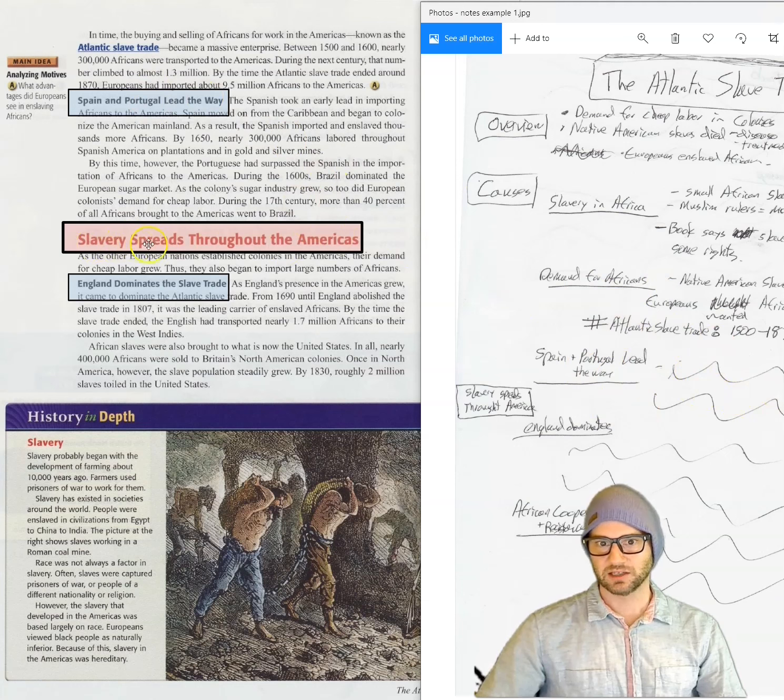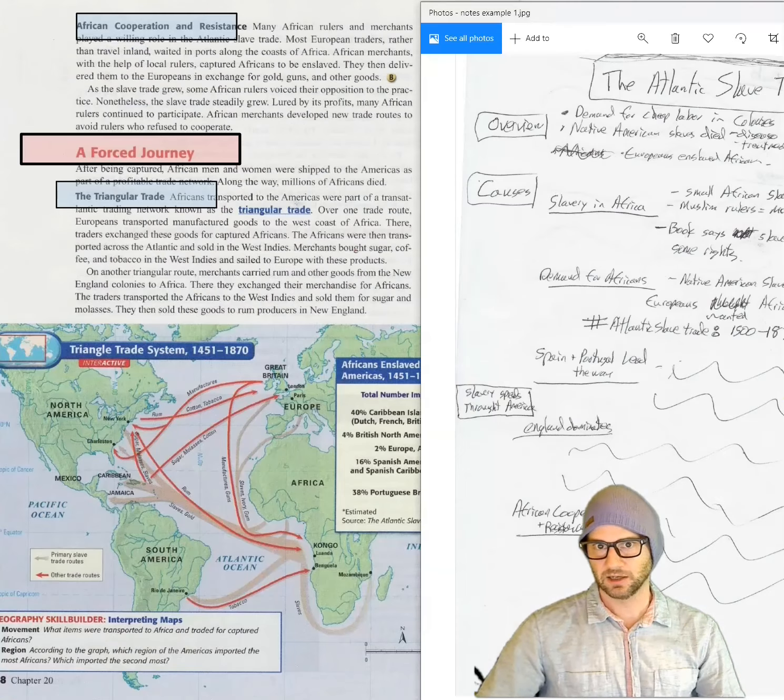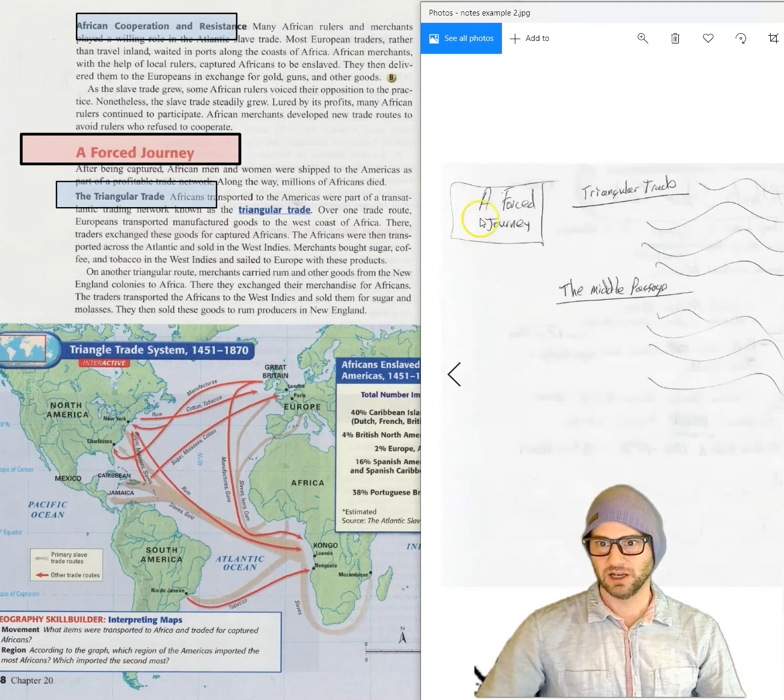Then you're going to get slavery spreads. Slavery spreads is a new topic. And under those, you're going to take notes on England starts to dominate. And you'll take notes about African cooperation and resistance. And notice what I did here. I'm probably at that point at the end of my page. So instead of starting a new topic, a forced journey down here, I just flipped the page over and started there. Okay, I like natural breaks, easy breaks. I don't like to force a break right in the middle.